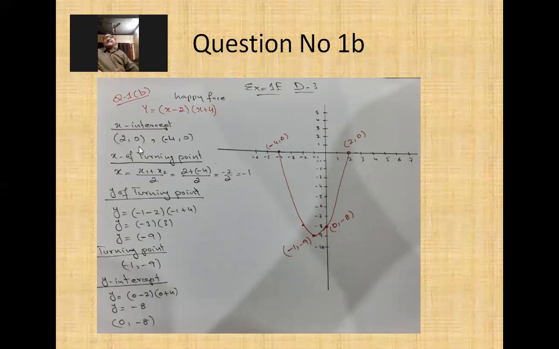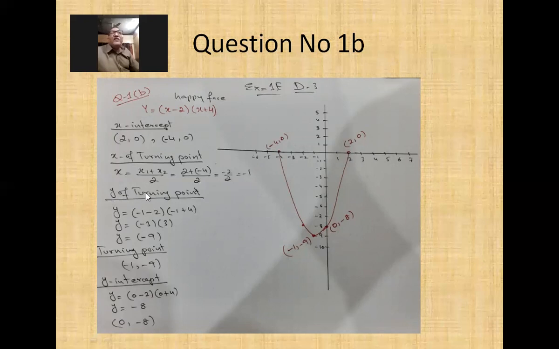Once you know the x-intercepts, you can find the x coordinate of the turning point. And the formula is (x1 + x2) divided by 2. So here x1, x2 means the x-intercepts. So 2 plus -4 divided by 2. So it will be -2 divided by 2, so it will be -1. So the x coordinate of the turning point will be -1.